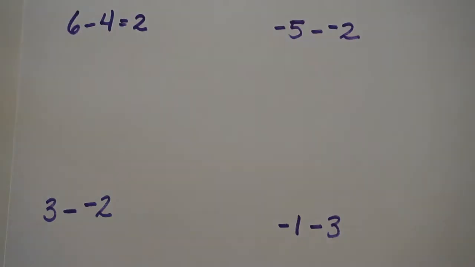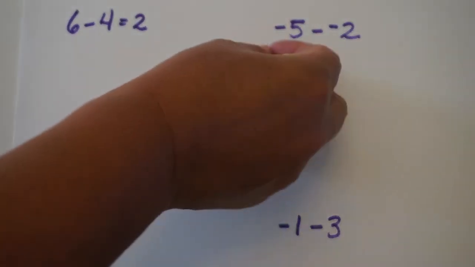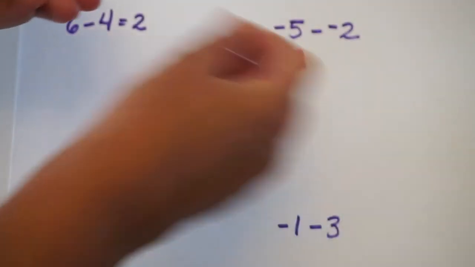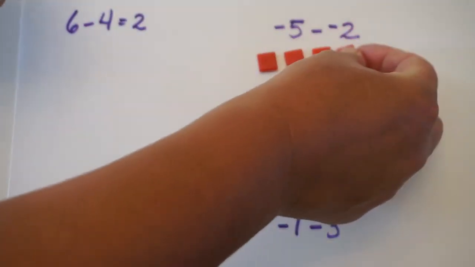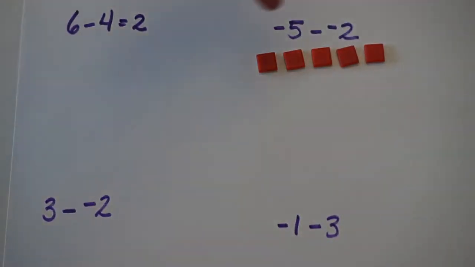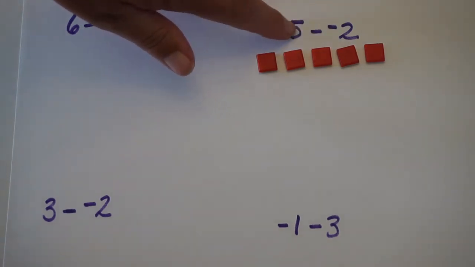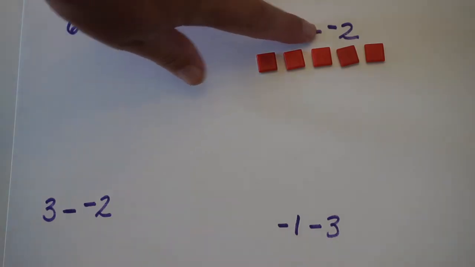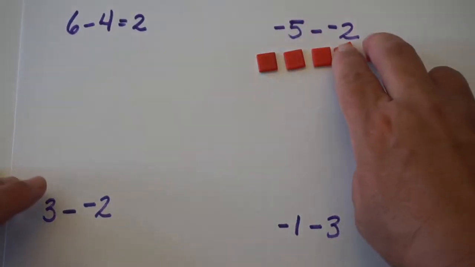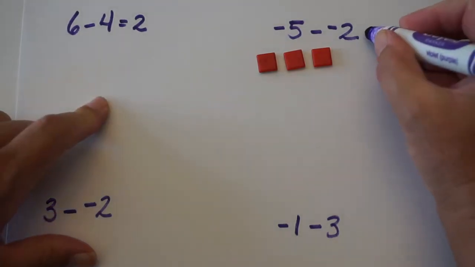So for our next example, we approach it in the same way, but when we represent the minuend, or the first number in the subtraction problem, we create a set of 5 negatives, or negative 5. Well, what we then need to take away is negative 2. I need to take away 2 negatives. So here we go. 1, 2 negatives. Those are gone. So negative 5 minus negative 2 is equal to negative 3.